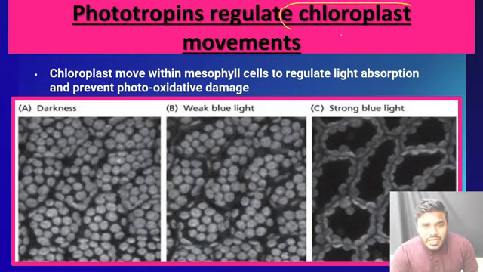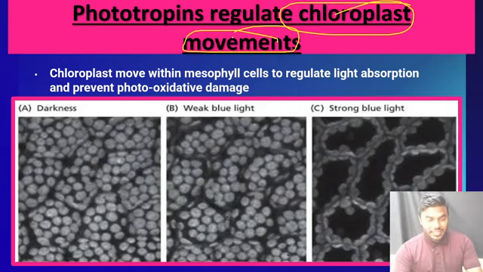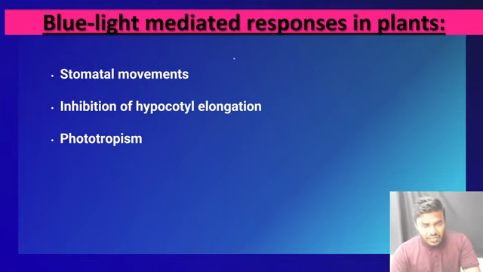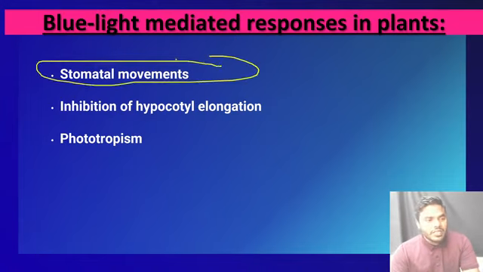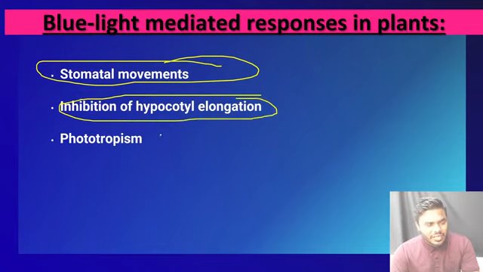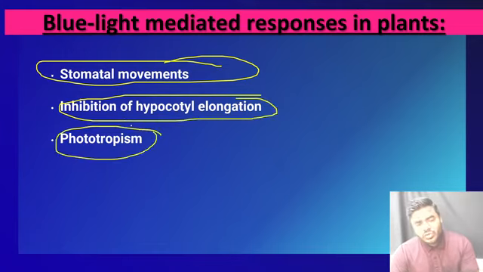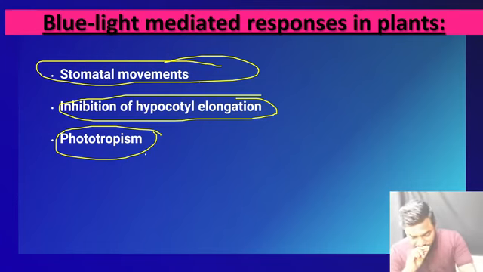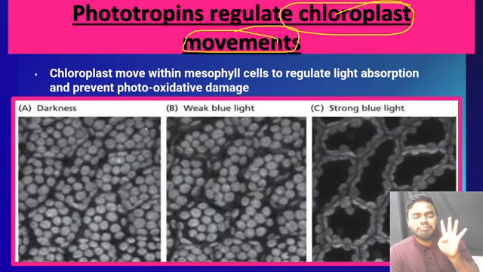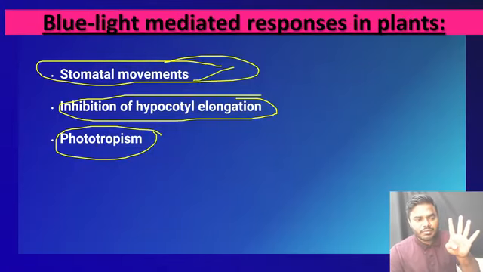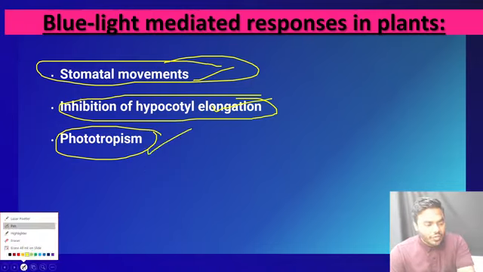Phototropins are helpful in chloroplast movement. This is one point. Phototropins are involved in stomatal movement. Phototropin is involved in hypocotyl elongation. Phototropin is involved in phototropism. These four are the major functions: chloroplast movement, stomatal movement, inhibition of hypocotyl elongation, and phototropism.